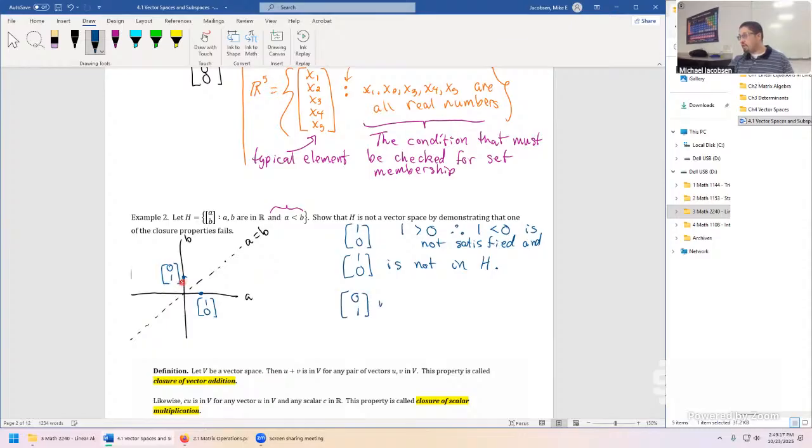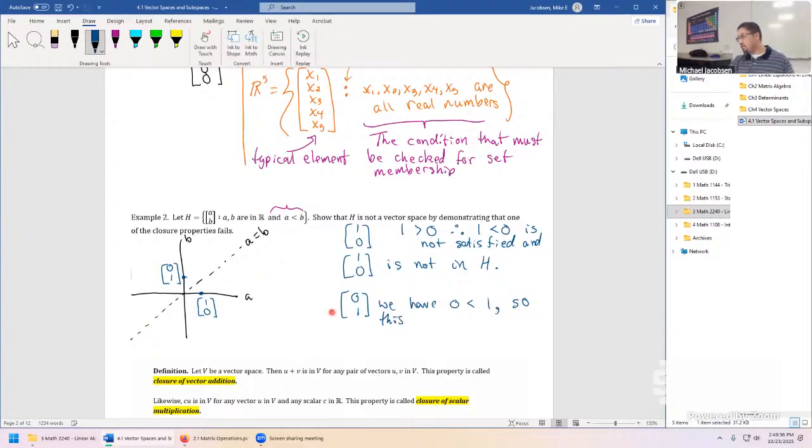For 0, 1, we have the first entry playing the role of A is 0. It's less than the second entry playing the role of B as 1. That means the set membership condition is satisfied. Vector 0, 1 is in H.